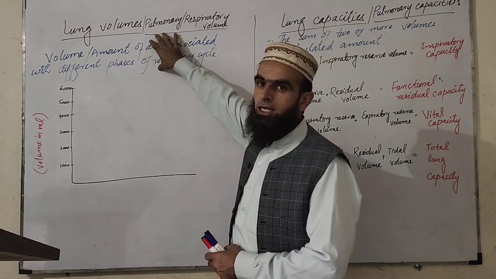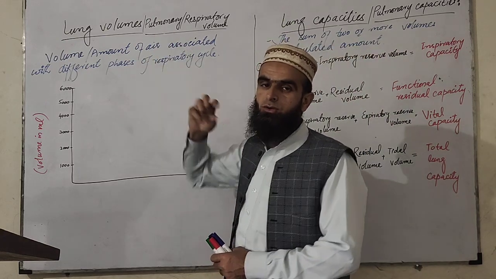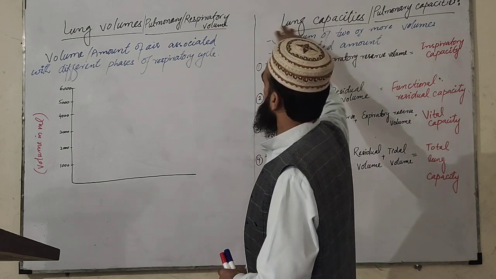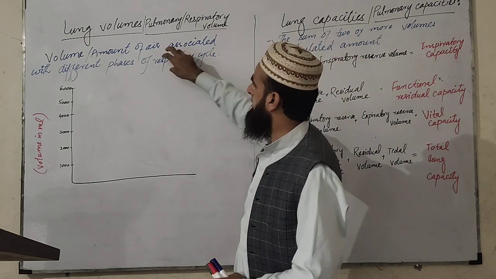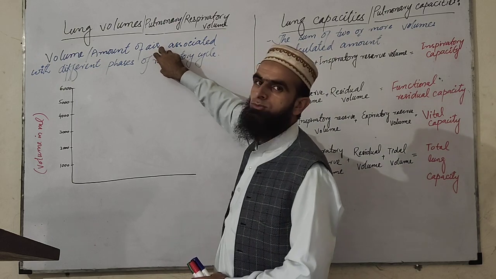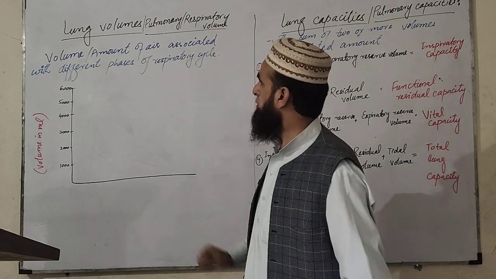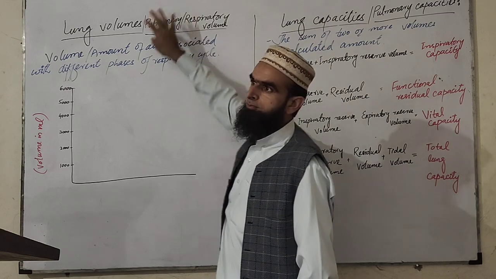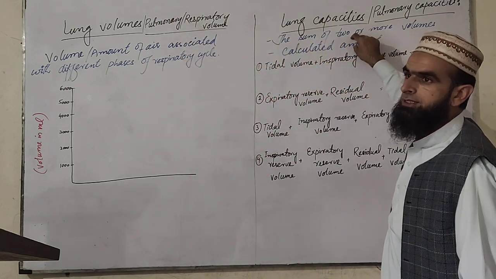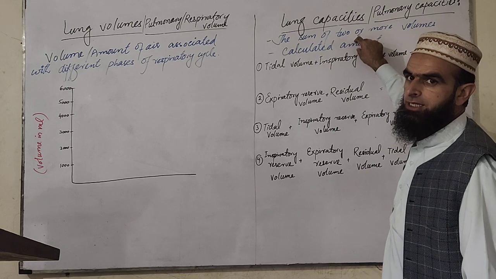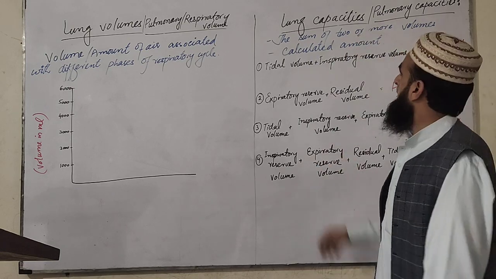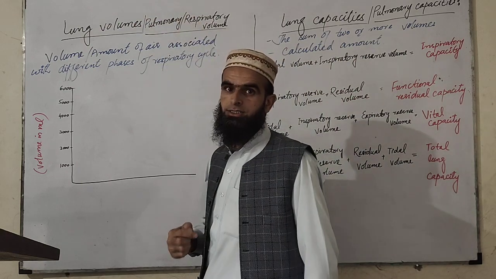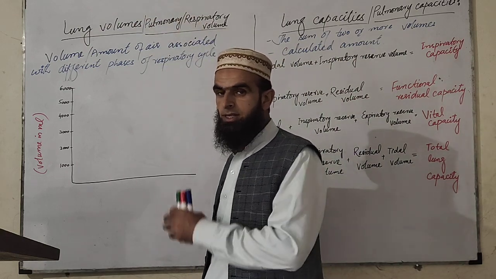The lung volume is the actual volume which is measured once, and the capacity is the calculated amount, calculated by summing up the lung volumes or respiratory volumes. So we can measure the lung volumes or pulmonary volumes, but we can calculate the capacity. It is a simple algebra. The lung volumes cannot be calculated, they can be measured.